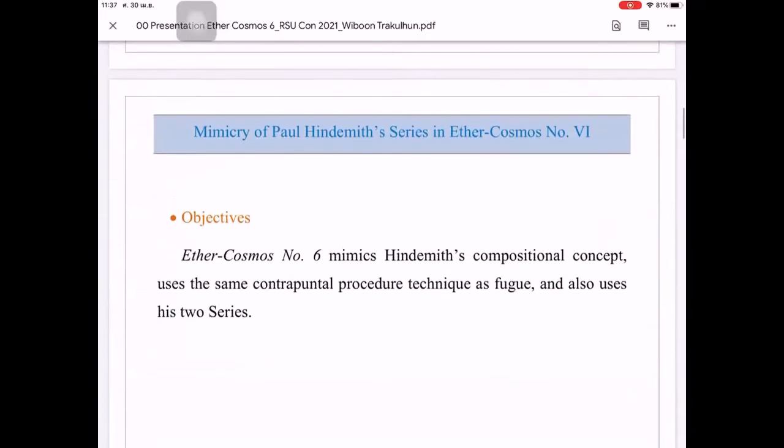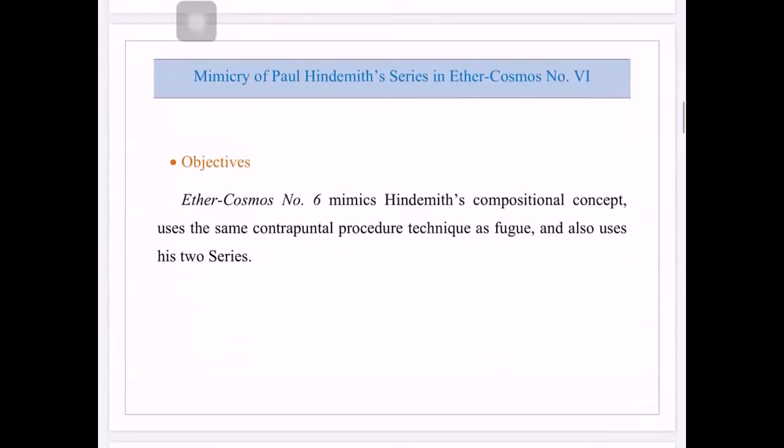The objective of this article: Ether Cosmos number 6 mimics Hindemith's compositional concept by using the same contrapuntal procedure technique as the fugue, and also uses Hindemith's 2 series.